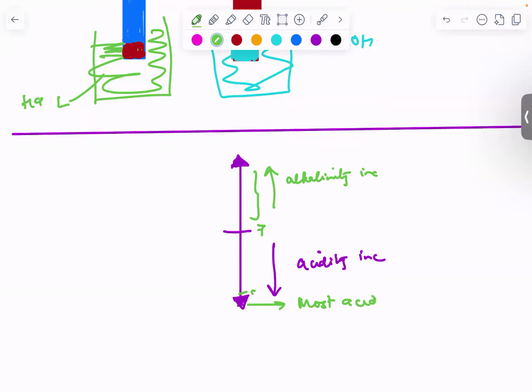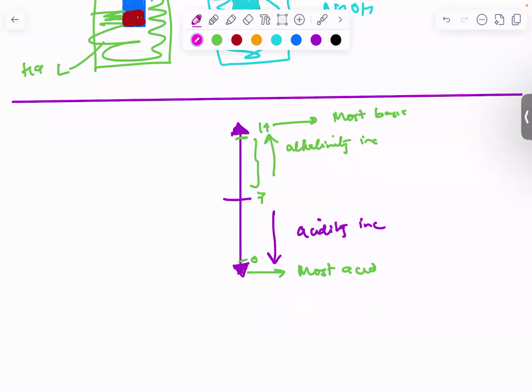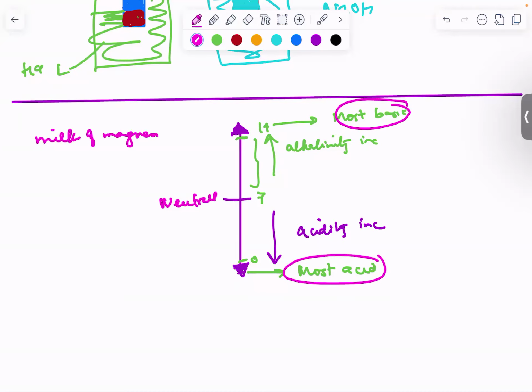This point is 0, and this is 14, the most basic. Now let me tell you one interesting fact. If you check the top corner, you will come to know about milk of magnesia and its pH. I have already written neutral, most basic and most acidic. Can you locate milk of magnesia towards the top right corner? Milk of magnesia is basically magnesium hydroxide.